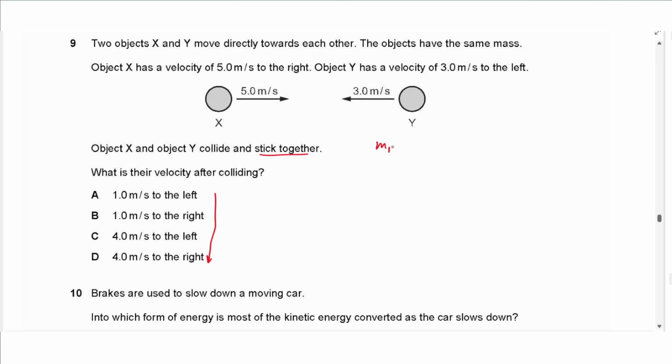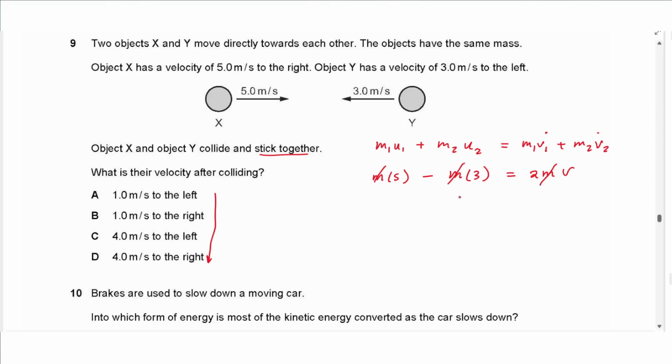Using the equation m1u1 plus m2u2, the total initial momentum, is equal to m1v1 plus m2v2, the total final momentum. The initial momentum of object X is mass m multiplied by 5, and minus, because it is in the opposite direction, the momentum of Y, so another mass m multiplied by 3. And at the end, both masses move with the same velocity, so 2m have the same velocity, no v1 and no v2. There is a common velocity v unknown, and we can divide by mass in the whole equation, so m is removed from this.